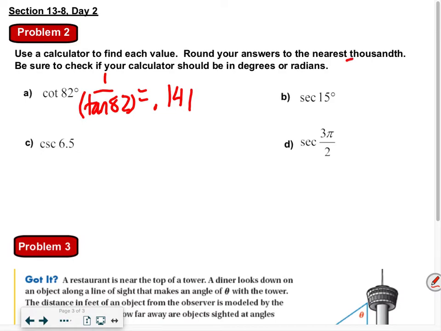Round your answers to the nearest thousandths. That's why I went out so far. Also check to be sure your calculator is in degrees, or with these, they need to be in radians. Or you can convert them to degrees or radians, whichever one your calculator's in. Secant is friends with cosine, so I'm just going to do 1 over the cosine of 15. When I put that in my calculator, I get 1.035.